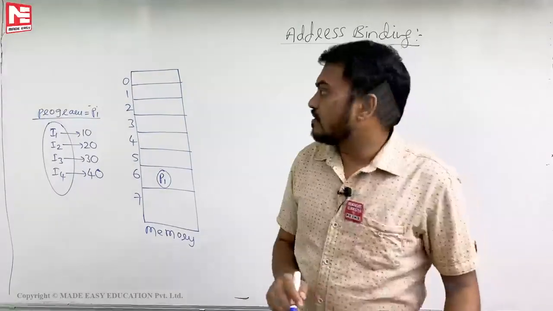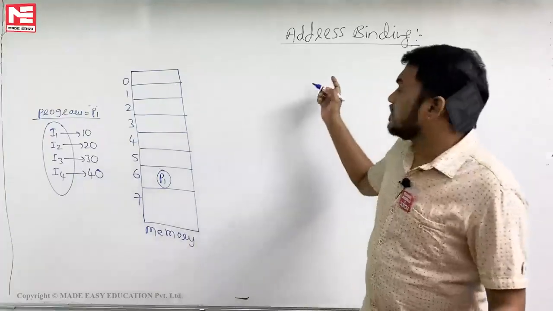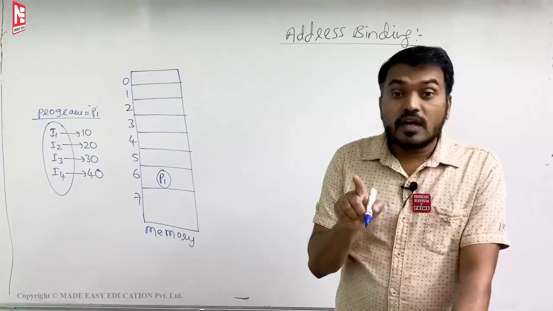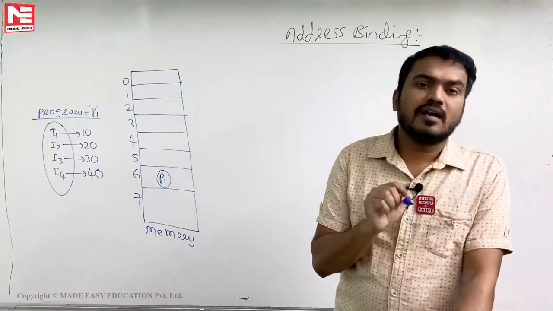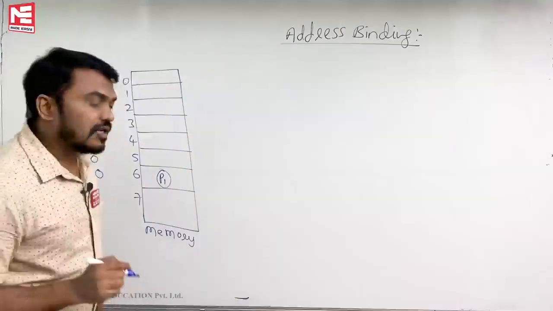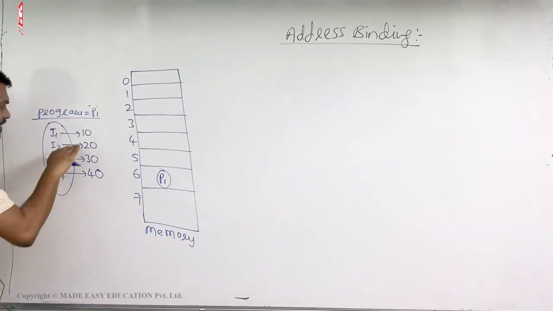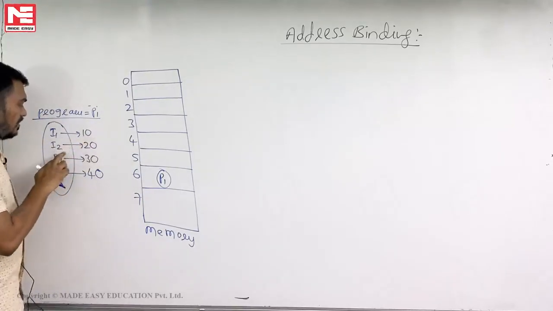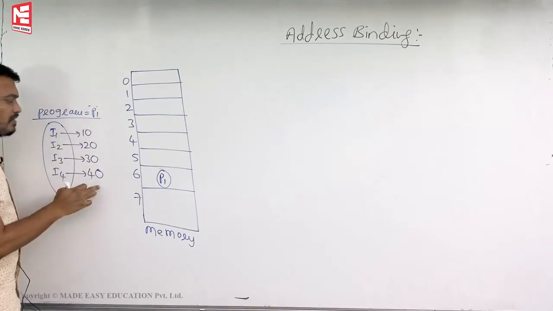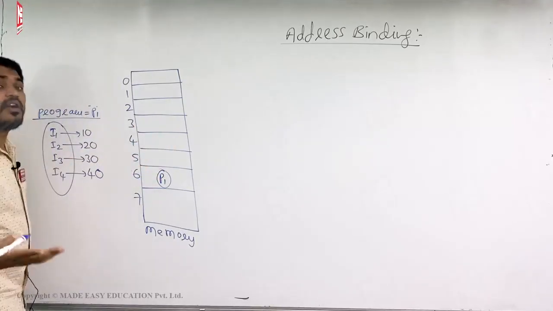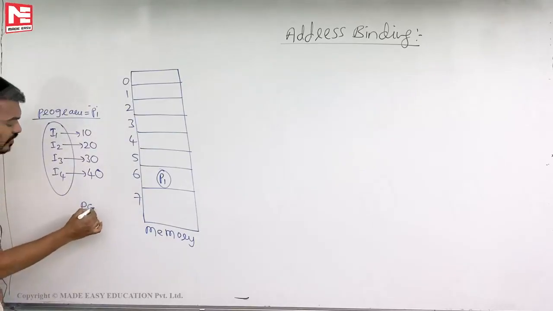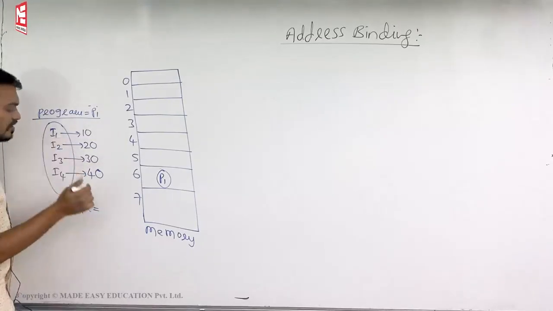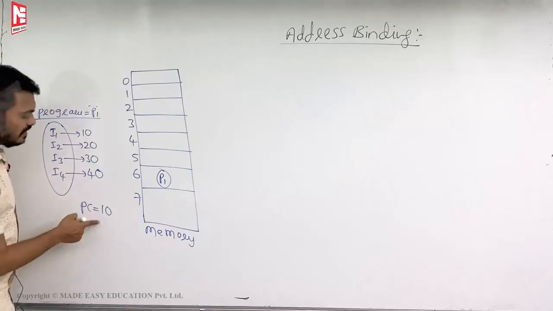Now I am repeating the definition of address binding. Association of program instructions and data to the actual physical memory locations is called address binding. It means every instruction of the program will be binded with the actual physical address. Like I1 is binded with the address 10, I2 with 20, then 30, then 40. Once address binding is done, the program counter will be assigned with the address of instruction I1, that is 10.